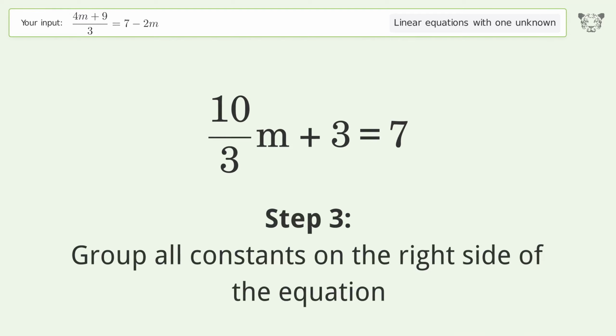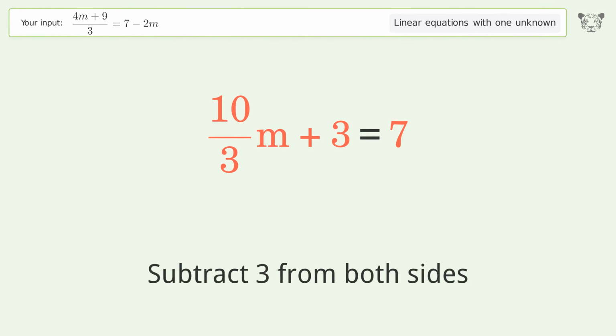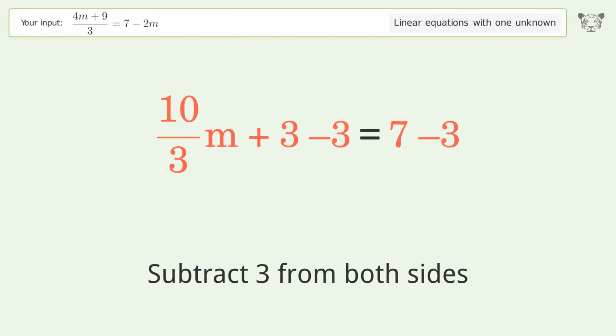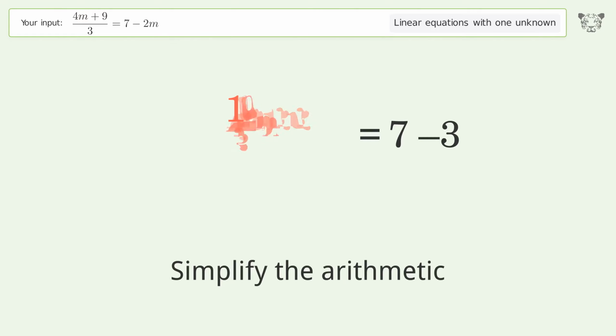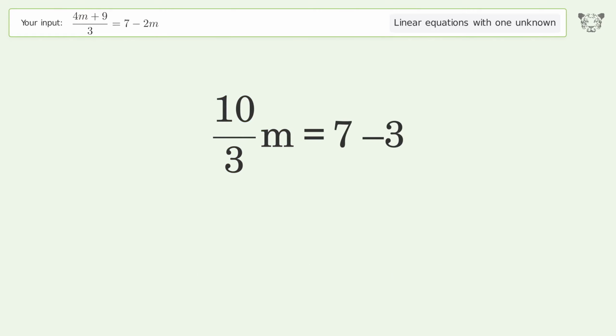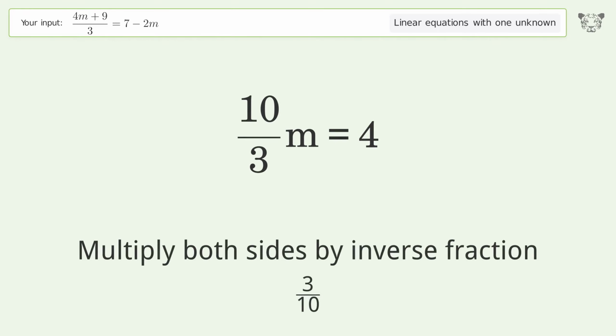Group all constants on the right side of the equation. Subtract 3 from both sides. Simplify the arithmetic. Isolate the m. Multiply both sides by inverse fraction 3/10.